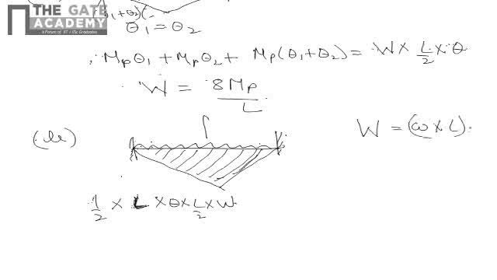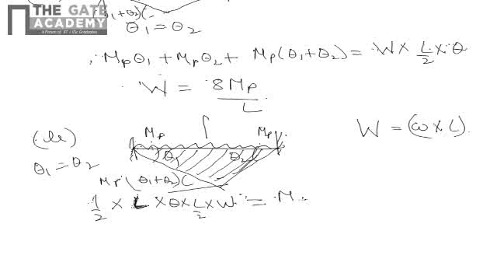and this should be equal to MP theta 1 plus theta 2, multiplied by MP at each hinge, with theta 1 equal to theta 2. So the work done by internal forces becomes MP multiplied by 4 into theta, which upon simplification yields W to be 16 MP upon L.